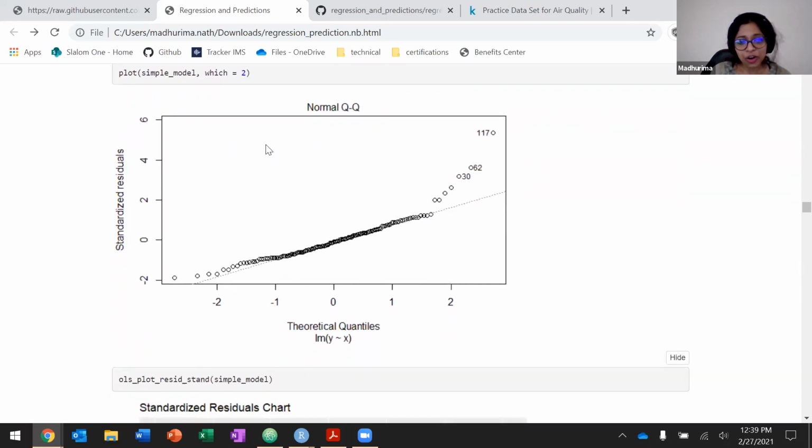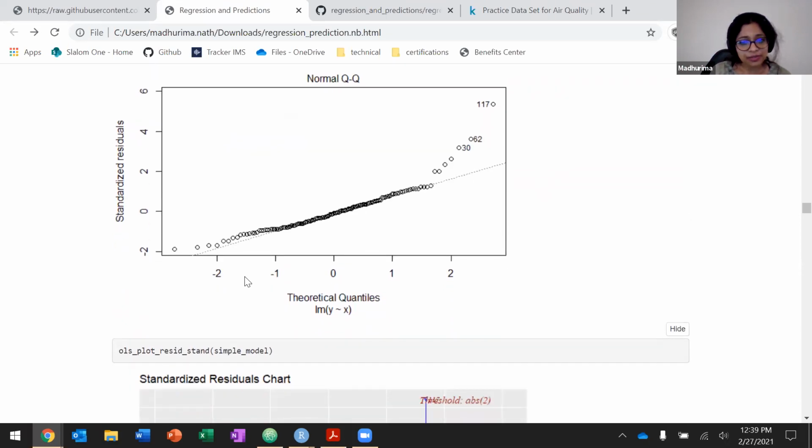Similarly, if we do a normal QQ plot of the residuals, if everything lies on this dotted line here, then we can definitely say, yes, they are normally distributed. They are identically and independently distributed with a mean of 0. But again, we see that there are a few in this data set which do not lie on this line, but the majority of it lies on here.